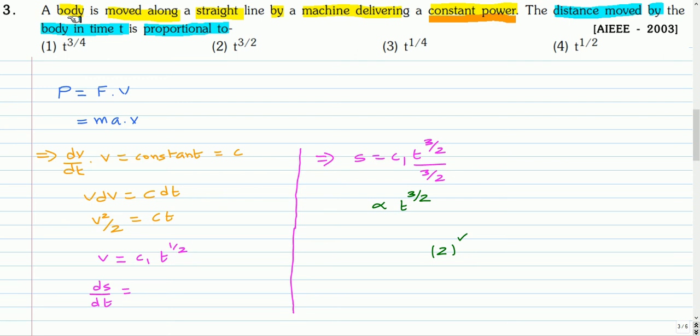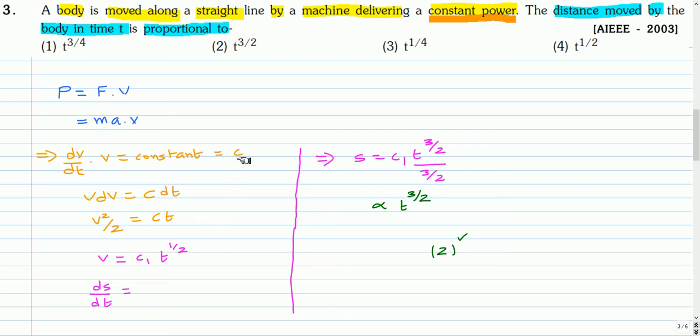This is the next question. A body is moved along a straight line by a machine delivering constant power. The distance moved by the body in time t is proportional to. So the power of the machine is given as F dot v and the force is mass into acceleration and the power is constant. So this quantity is constant and acceleration is dv by dt. So dv by dt into v is constant because mass is constant.